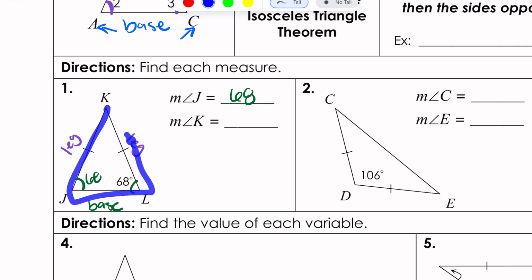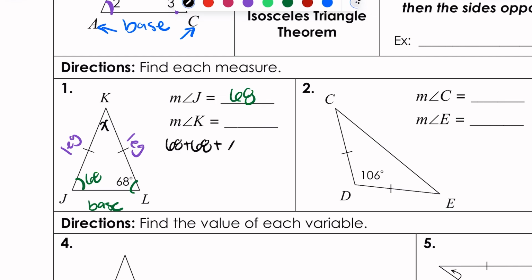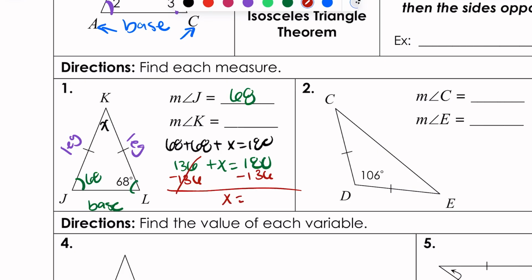And now we have a triangle, and we're just missing one angle. So remember, all three angles inside a triangle add to equal 180. So then we combine like terms. 68 plus 68 is 136, plus x is equal to 180. Then we subtract 136 on both sides and get that x equals 44. And if I did that properly, then 44 plus 68 plus 68 should add to equal 180.